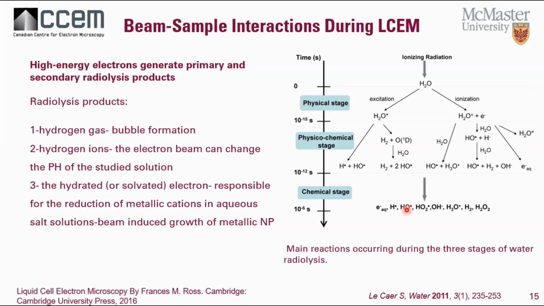In the radiolysis of pure water, one product is hydrogen gas, which can produce bubbles if its steady state concentration is above the solubility limit. Another product is the hydrogen ion. The electron beam can change the pH of a solution under study, which can change the stability of the species in the solution. A third highly reactive product is the hydrated, or we call it the solvated electron.